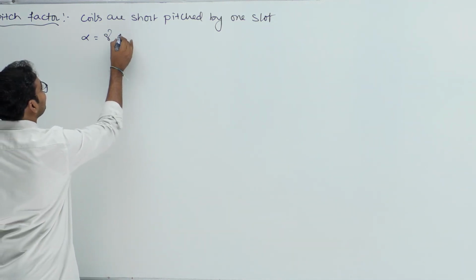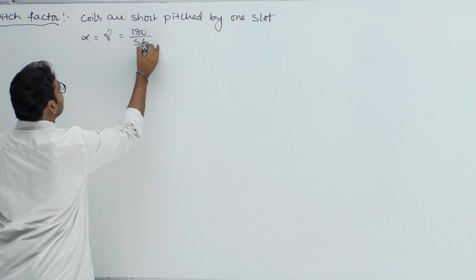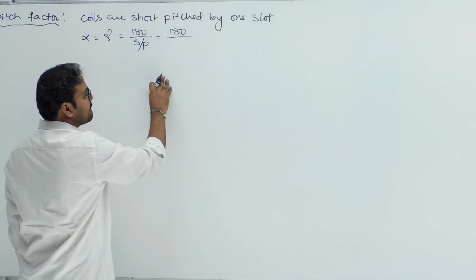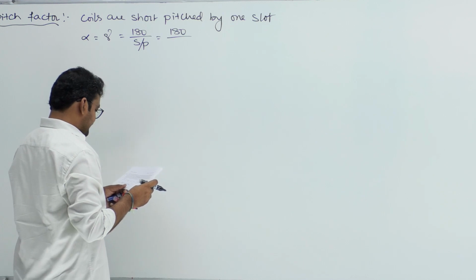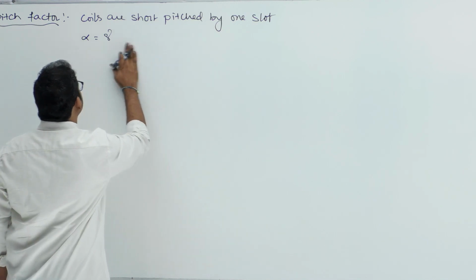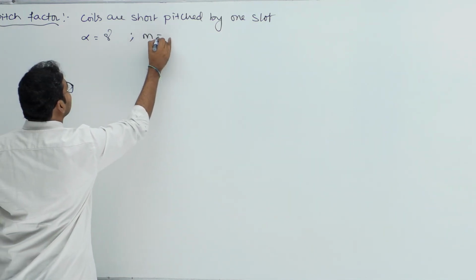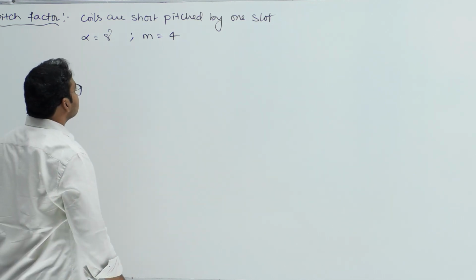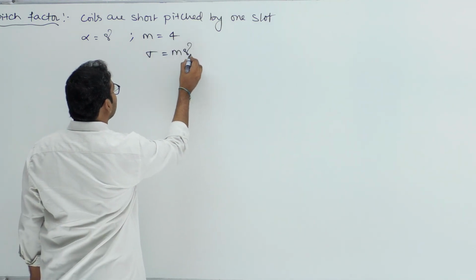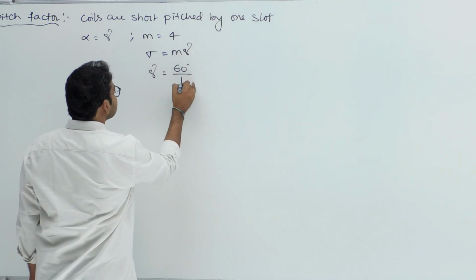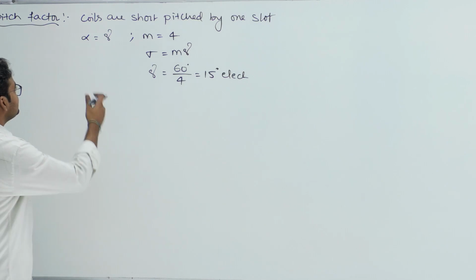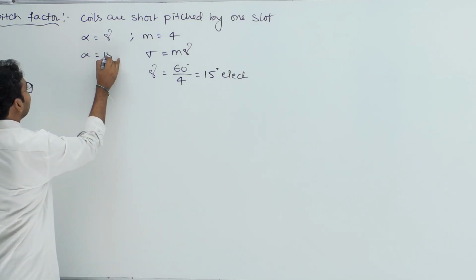So here, first try to calculate gamma. We know the formula for gamma is 180 by slots per pole. How many slots are given in the question? Slots per pole are not given directly, but the M value is given, right? What is the M value given? 4. When you know the M value, how to find gamma? Phase spread you can use. Phase spread is equal to M gamma. From this, gamma is equal to phase spread by M. Therefore, gamma is equal to 15 degrees. Okay, that's all. Substitute. Therefore, alpha is equal to 15 degrees indirectly.